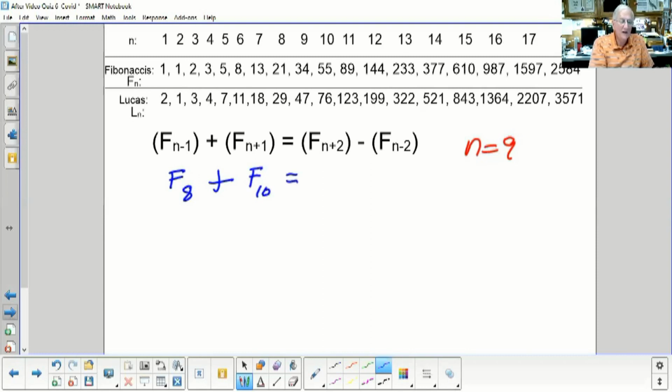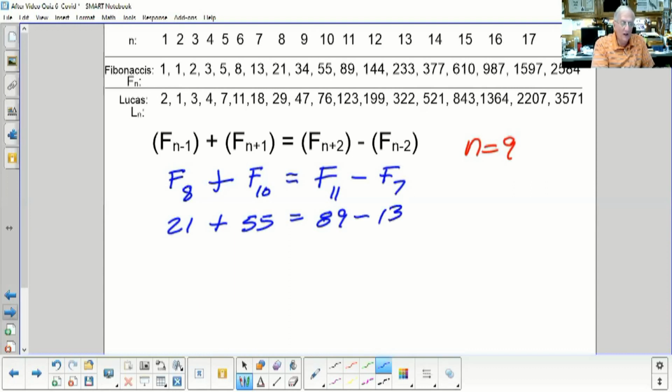If I go over here and I put the 9 in for n, I would get f sub 11. And if I go to f sub n minus 2, it would be f sub 7. Now, if I put the actual values of the Fibonacci numbers in here, will this statement be true? Will the two sides be equal to each other? Well, f8 is 21. F10 is 55, looking at the table. F11 is 89, and F7 is 13.